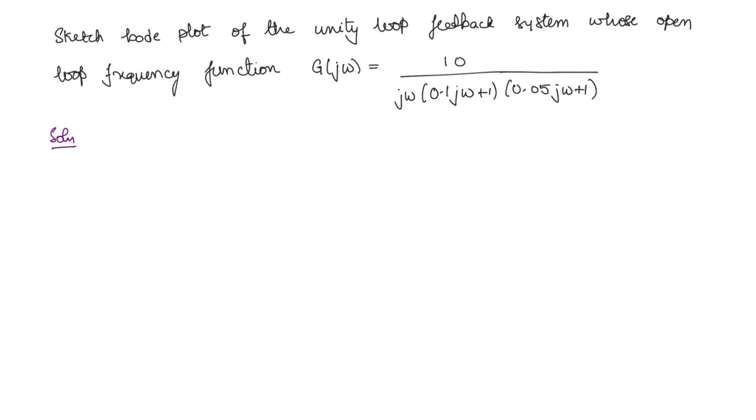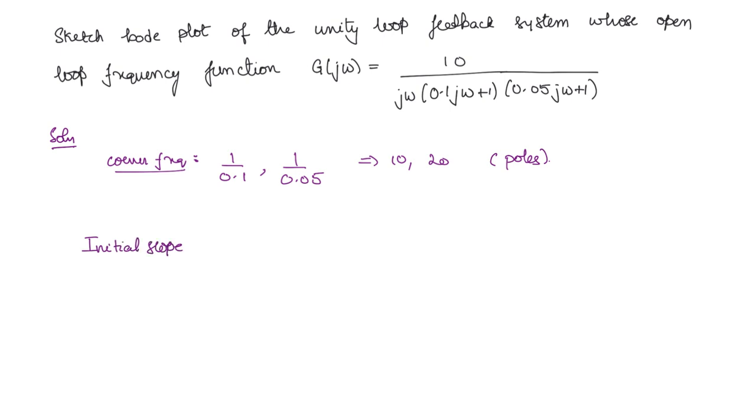Now what you have to identify next is the corner frequencies. So what will be the corner frequencies? There are only corner frequencies corresponding to poles. Okay. So one will be at 1 by 0.1 and another will be at 1 by 0.05. That means 10 and 20. These are the corner frequencies corresponding to the poles. Right. Next we will see what will be the initial slope and initial value.